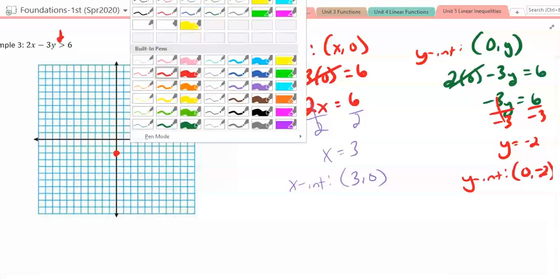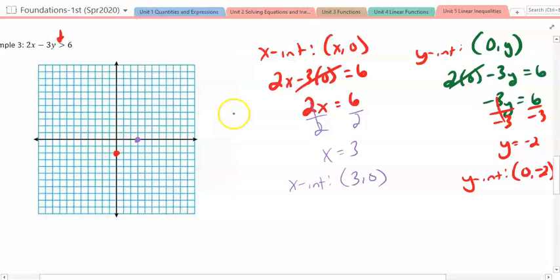Now, I could also extend this line with more dots. And so if we look at the slope, I'm going up 2 and right 3. So up 2, right 3, up 2, right 3. And I can go down 2, left 3. And I could, again, continue the pattern all the way out to the edges as far as we can go.